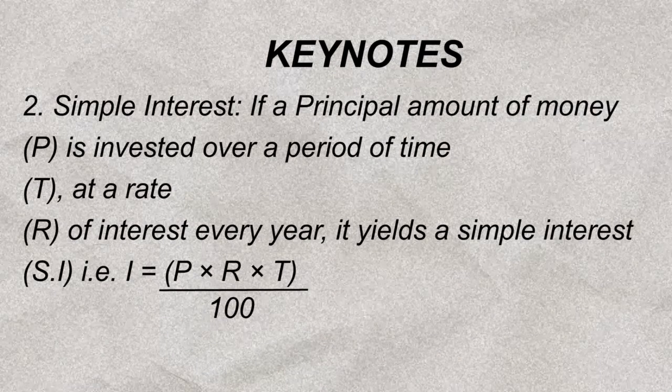Secondly, we want to look at simple interest. If a principal amount of money, let's say P, is invested over a period of time T at a rate R of interest every year, it yields what we call simple interest. That is, simple interest, represented with I, is equal to the principal times rate times time, all over 100.